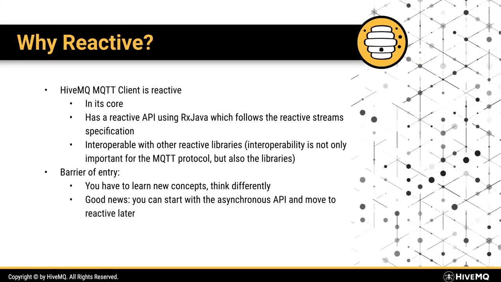But the good news is, although you have to learn new concepts, you don't have to immediately. You can start using the HiveMQ MQTT client with the asynchronous API, and if you require the reactive API, just move to it later. You can use the asynchronous API and the reactive API simultaneously. So you can evolve your applications and are not locked into an architecture.